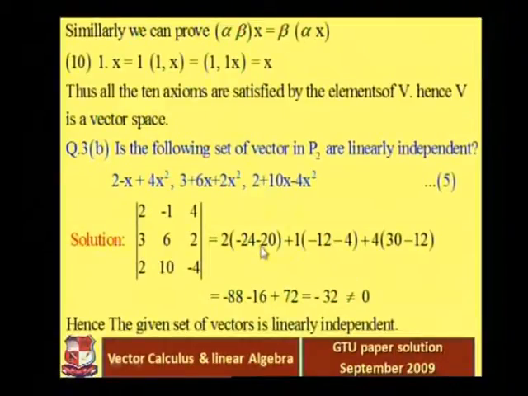Okay, so minus 24 minus 20 is minus 44, into 2 is minus 88. Minus 12 minus 4 is minus 16, into 1 is minus 16. Plus 30 minus 12 is 18, and 18 into 4 is 72, right? So minus 88 minus 16 plus 72 will become minus 32. Clearly this is not equal to 0, so the given set of vectors is linearly independent. Okay, so here we complete the solution. Thank you.